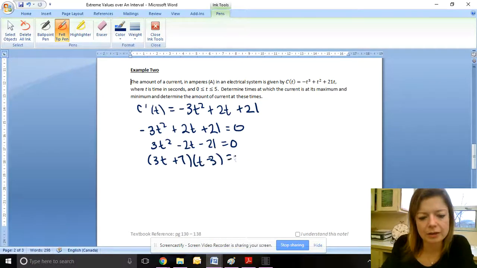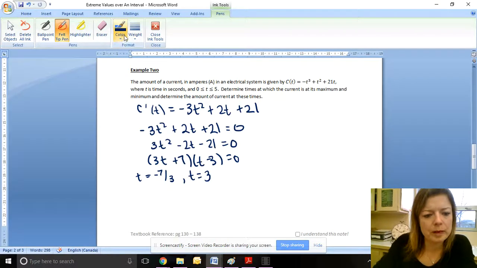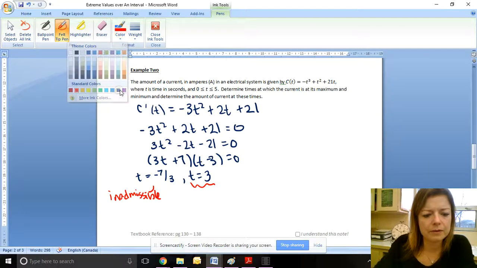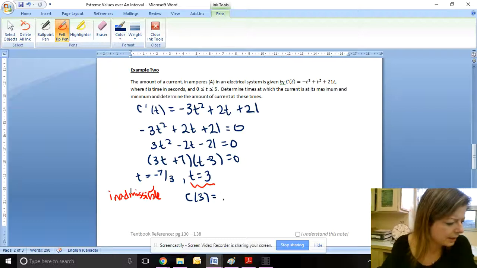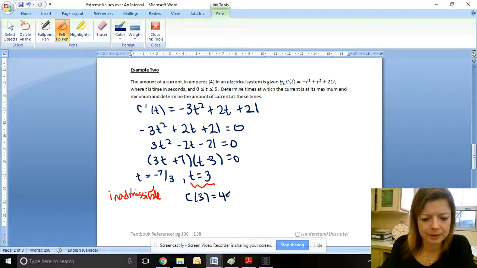If you don't want to factor, you can use the quadratic formula, and you'll get the solutions t equals -7/3 and t equals 3. We know right away that our first t value is inadmissible because it is not within our desired interval, so we won't include that. But this is a possibility. So now we want to find the current at 3 seconds, and that is 45. So that's step 1.